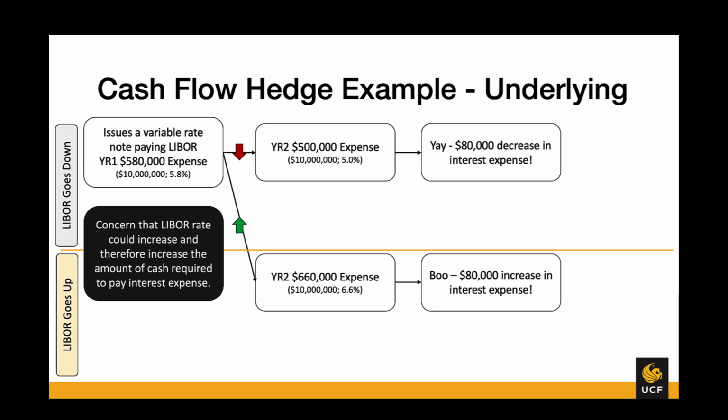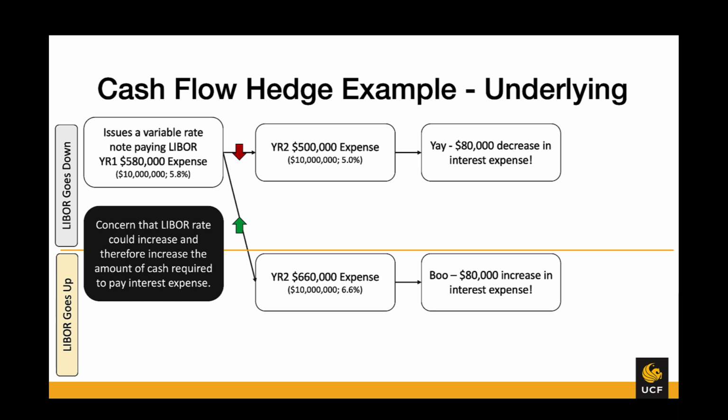So in the best case scenario across the top, LIBOR goes down. And so we don't have to pay as much as we're paying this year. Let's say it goes down 0.8%. We'll only have to pay $500,000 in expense next year. Sweet. We saved $80,000 that had been earmarked for interest expense, but now we can spend on something else.